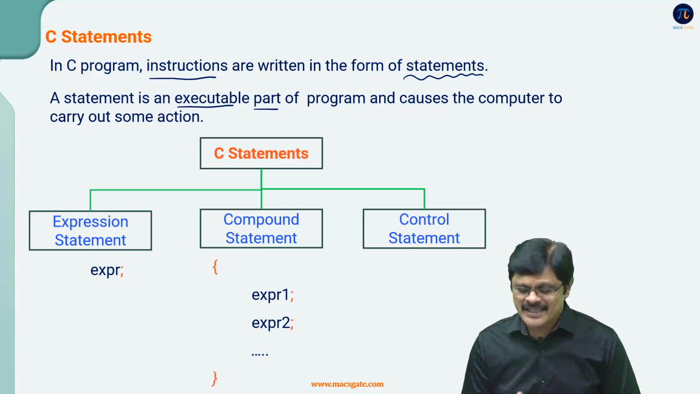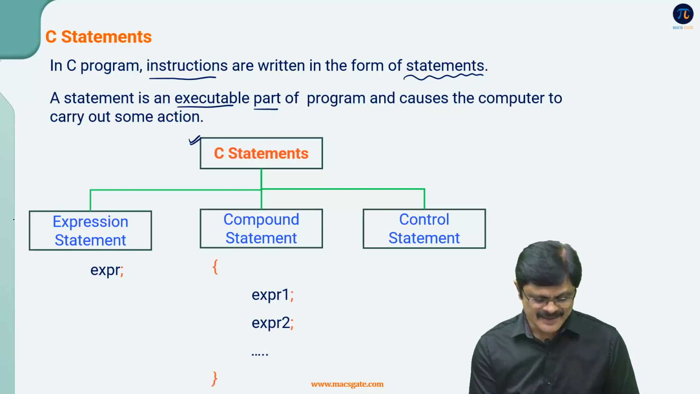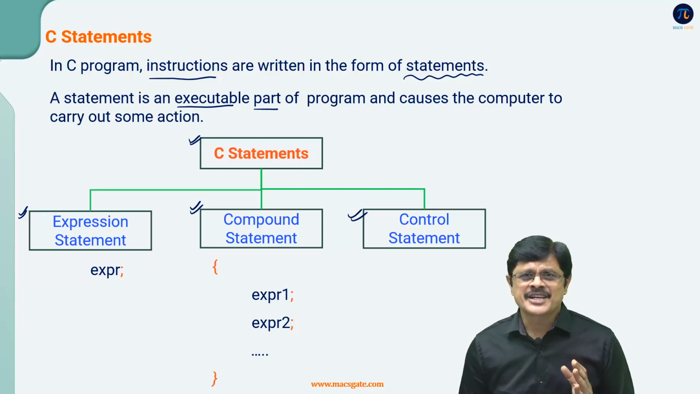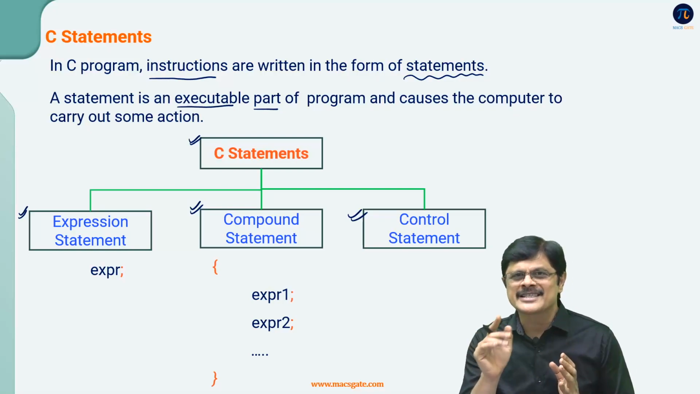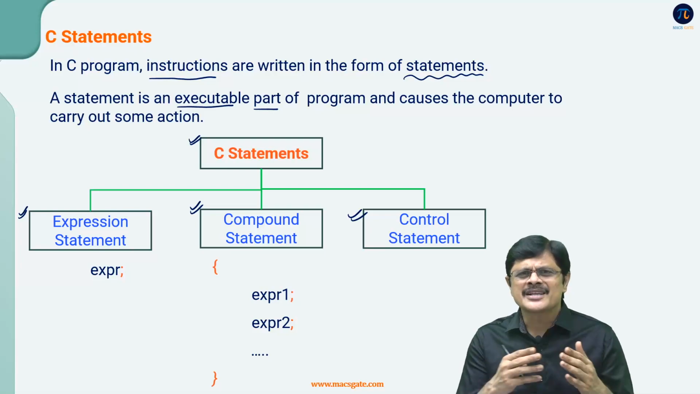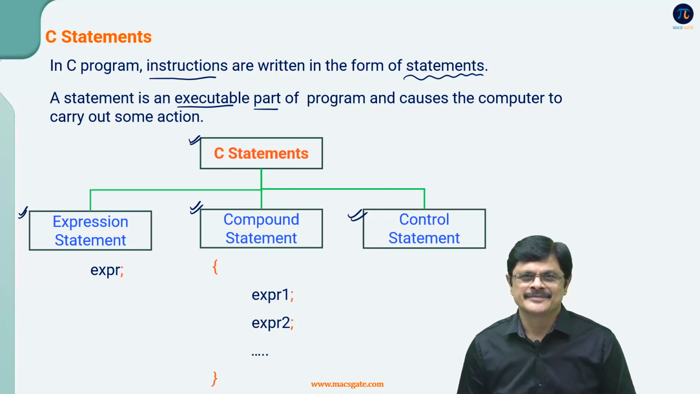We classify the C statements as expression statements, compound statements and the control statements. See, in an expression statement we have an expression followed by a semicolon. Whenever control reaches that particular statement, that statement is executed.